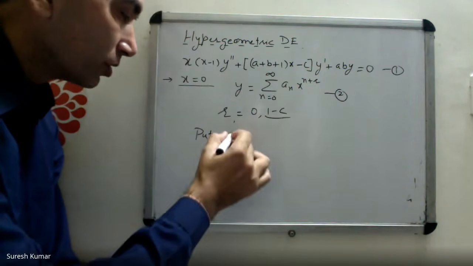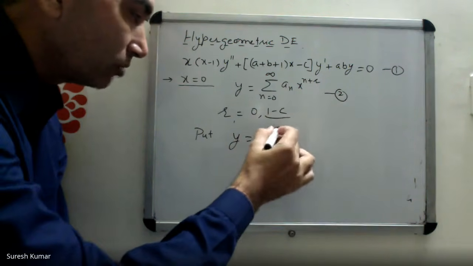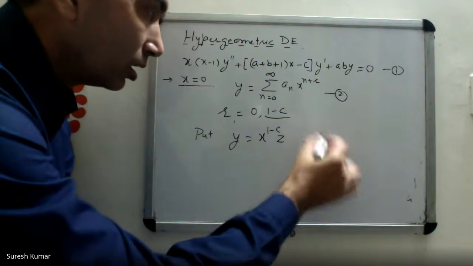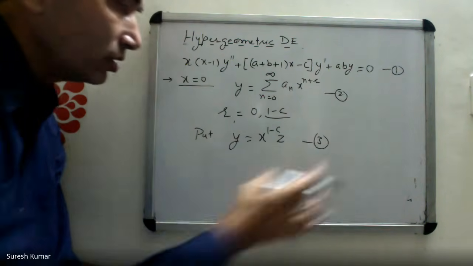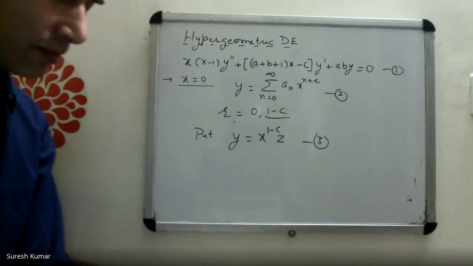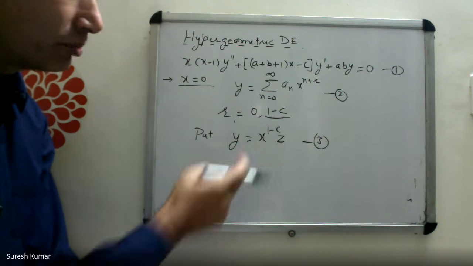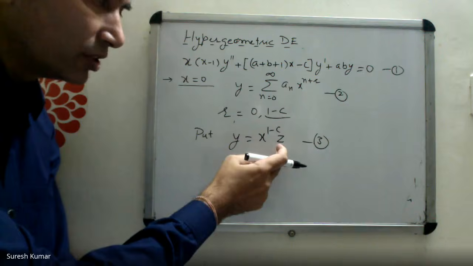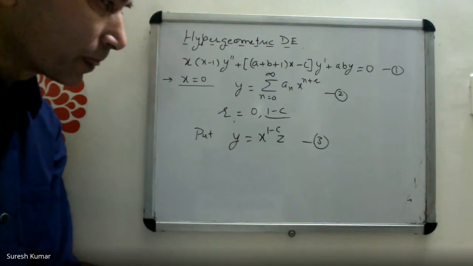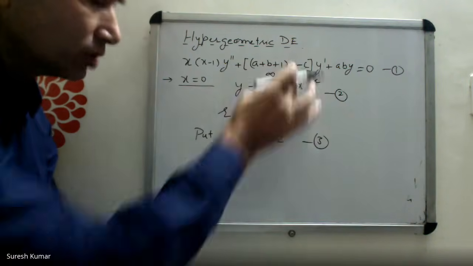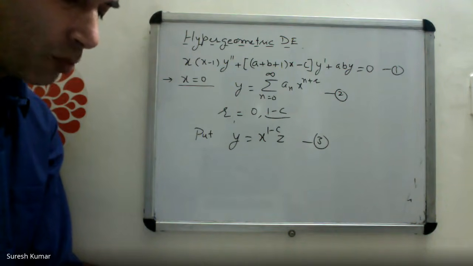Let's put y equal to x power 1 minus c times z into equation 1. Let's write equation 1 using this transformation. See what we get. It's simple. Just find y prime and y double prime from this. So why are we taking y equal to x power 1 minus c z? You will understand it. Just do the calculation. Substitute y equal to this into equation 1. I will explain why we use this transformation.